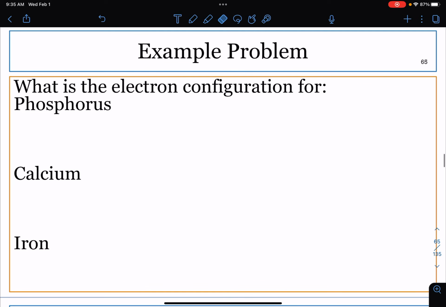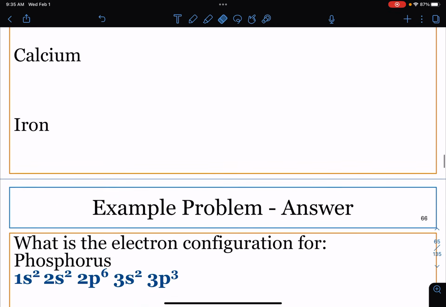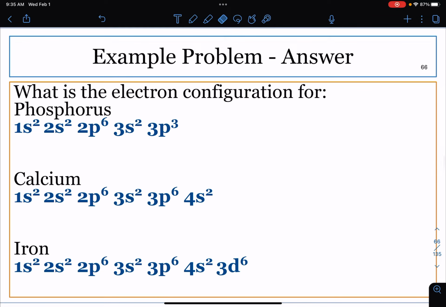See if you can write the electron configurations for each of these atoms before moving on to see the answer. Here is the answer for the electron configurations of phosphorus, calcium, and iron.